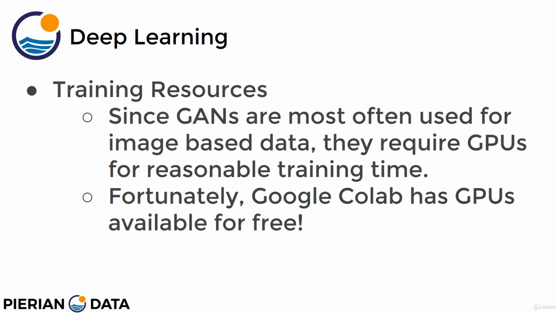So right off the bat, GANs are most often used with image-based data. And due to the fact that you have two networks competing against each other, they usually require graphical processing units, or GPUs, for a reasonable training time. Now, fortunately for us, Google Colab currently has GPUs available for free, as discussed in the setup lecture. But just keep in mind, realistically, when you're training GANs, you're not really going to be able to train them on CPU. It'll just take too long.